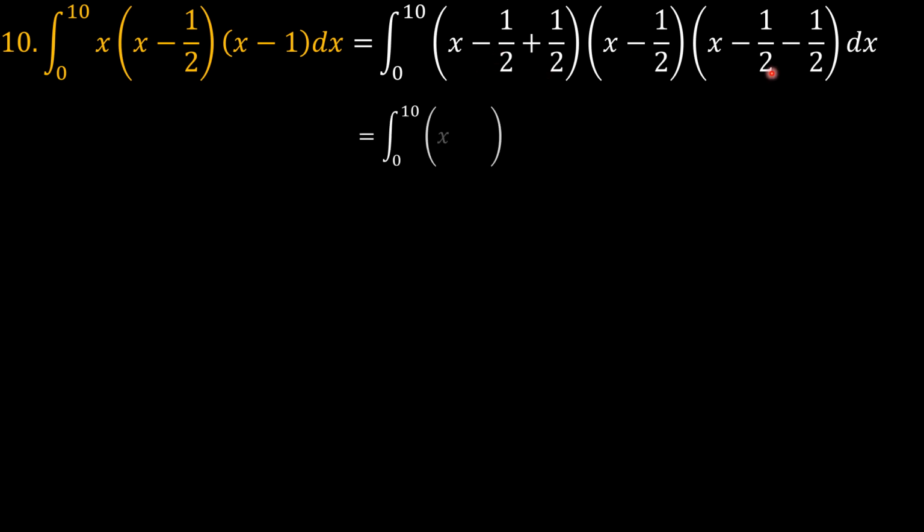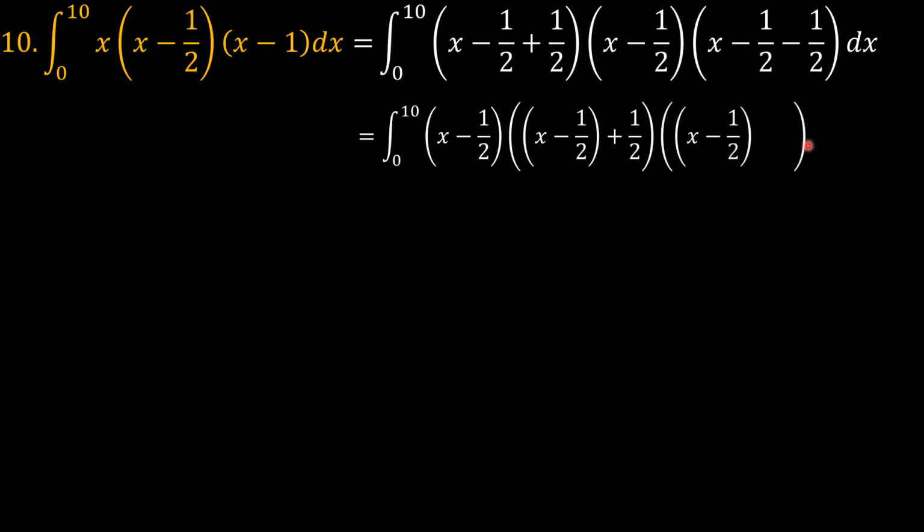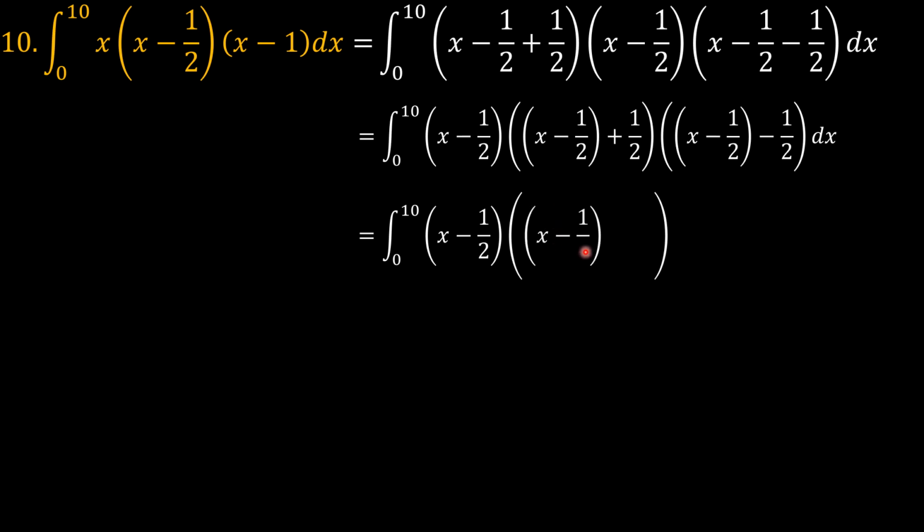And then I can put this closer to this so that we have x minus a half, and then x minus a half minus a half plus a half times x minus a half minus a half. So we have a difference of two squares here. So we have the integral from x equals 0 to x equals 1 of x minus a half, open bracket, x minus a half squared minus a quarter. It's half times a half.